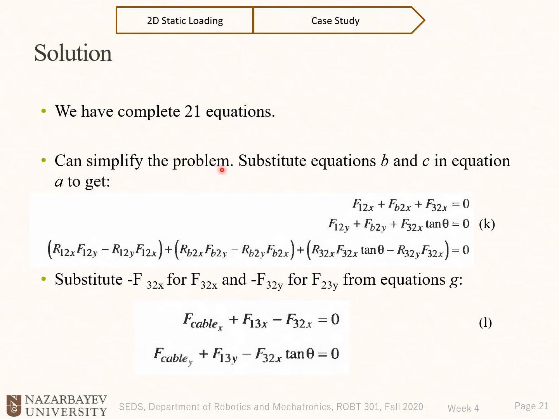We can simplify the problem: substitute equations B and C in equation A to get this set of equations K, and substitute minus F32x for F23x and minus F32y for F23y from equations G, and get this set of equations L. So we have a new set of equations and we call it L. Okay, so just making some simplifications.